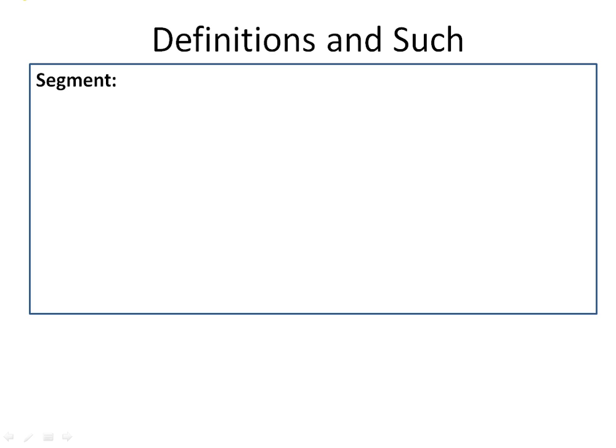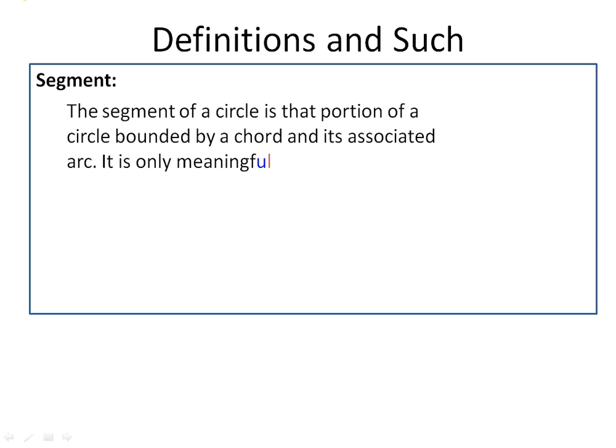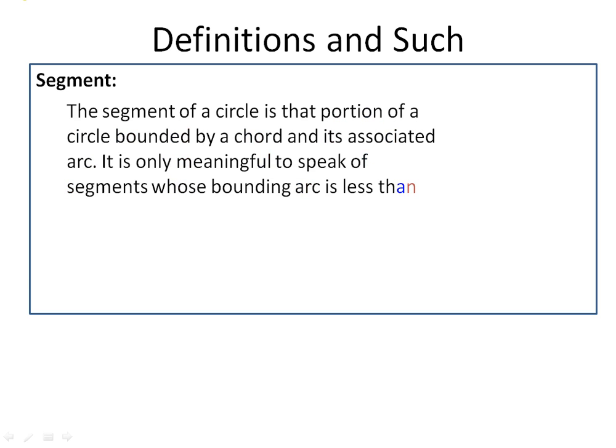Okay, some more definitions. This time they're talking about a segment. The segment of a circle is that portion of a circle bounded by a chord and its associated arc. And it's only meaningful to speak of segments whose bounding arc is less than 180 degrees. So here's what a segment is. This is the shaded area up here between the chord and the arc.